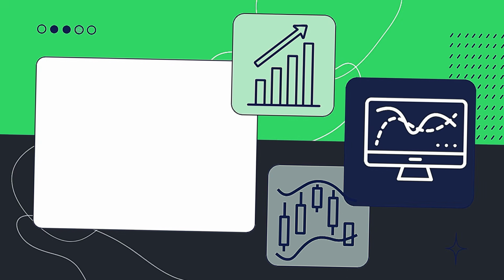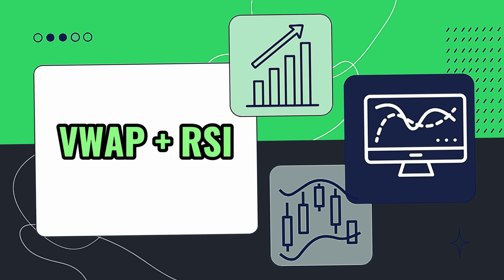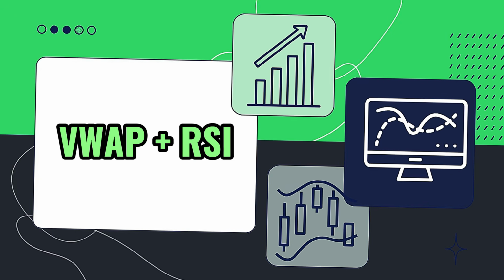Alright, that's it for today's lesson. By using VWAP and RSI together, you can filter out fake breakouts and focus only on high probability trades.